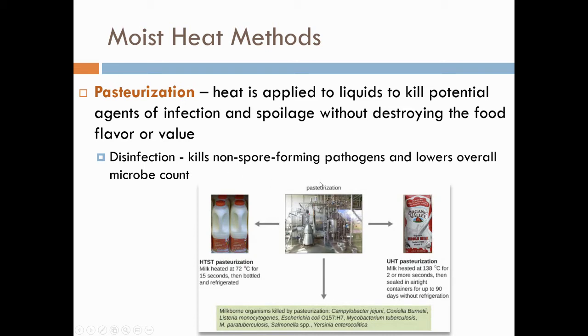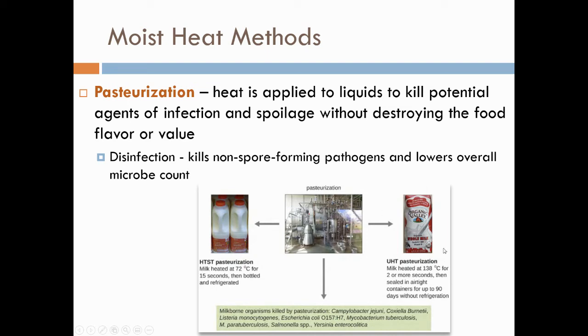So this is disinfection. It kills non-spore forming pathogens and it lowers the overall microbe count. So why wouldn't I just want to go ahead and kill everything by raising the temperature some more or doing it for longer? If I start to break down the texture of milk, it's hard. If I boil that first, milk would not work as well in cooking. I would lose the flavor. So we pasteurize instead. We bring it to a safe level and package it in amounts that we should be able to use up before spoilage begins, before those microbes begin to grow.